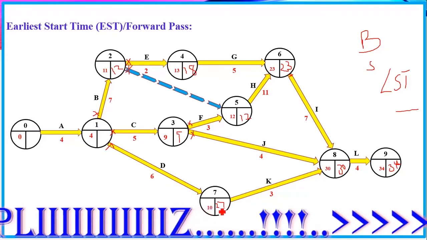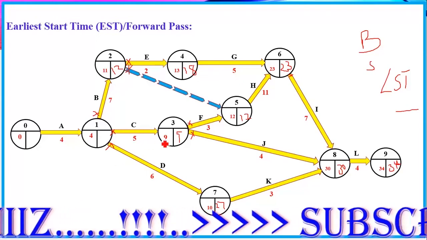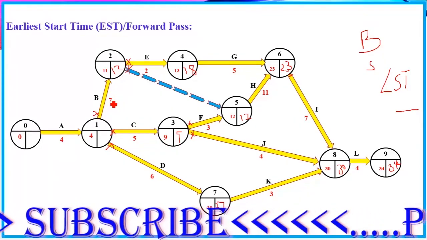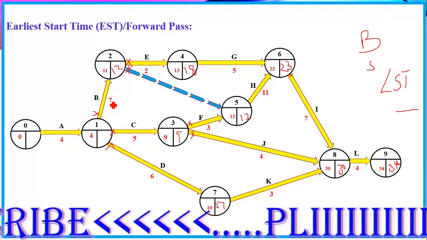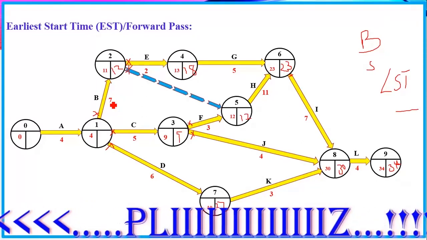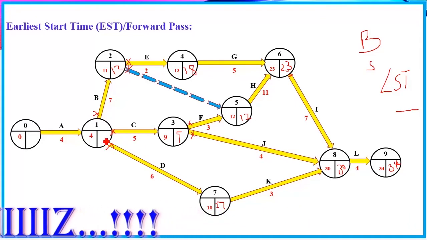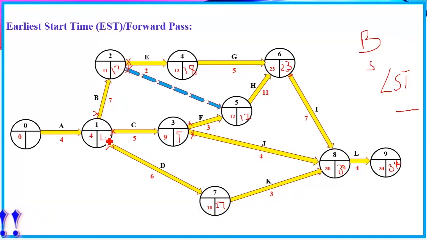Then here we have three of them, we have this one, and this one. So again, this is 27 minus 6, which is 21. We have 9 minus 5, which is 4, and we have 12 minus 7, which is 5. So we have to go for the smallest number, which is 4. Again, 4 less 4 is going to take you to 0, and we have it complete. That is how you get the LST, or the latest start time.